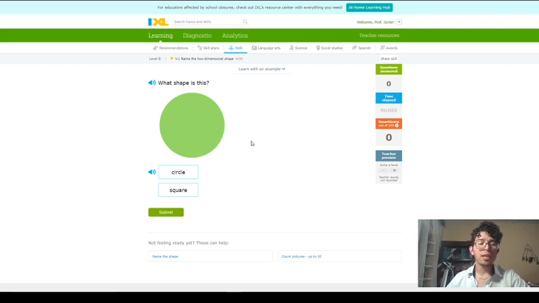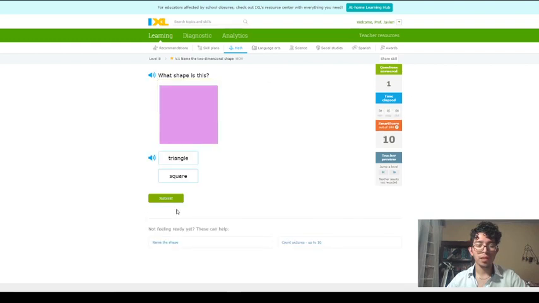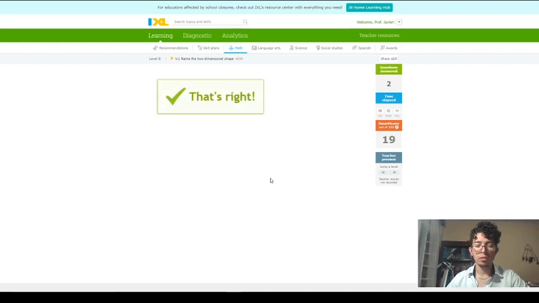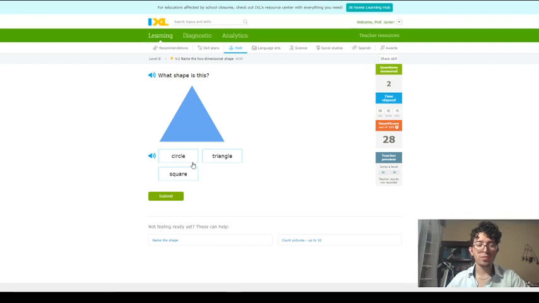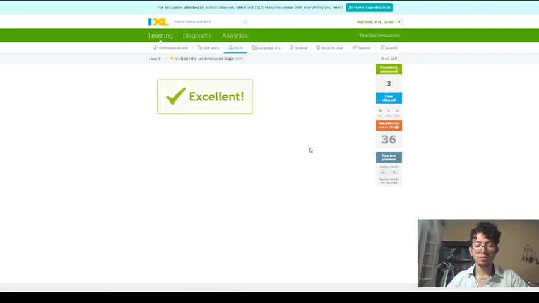What shape is this? ¿Qué figura es esta? Is it a circle or is it a square? This is a circle, so we have to click circle. What shape is this? Is it a triangle or is it a square? I think this is a square, so I'm going to click square. Now I'm going to jump a level so you can see something harder. What shape is this? Is it a circle, a triangle, or a square? It's a triangle, so we have to click triangle and send it.